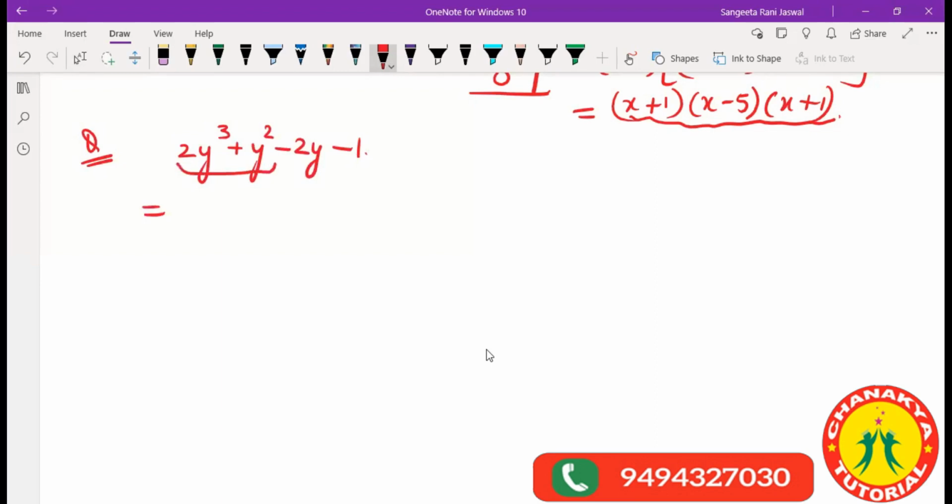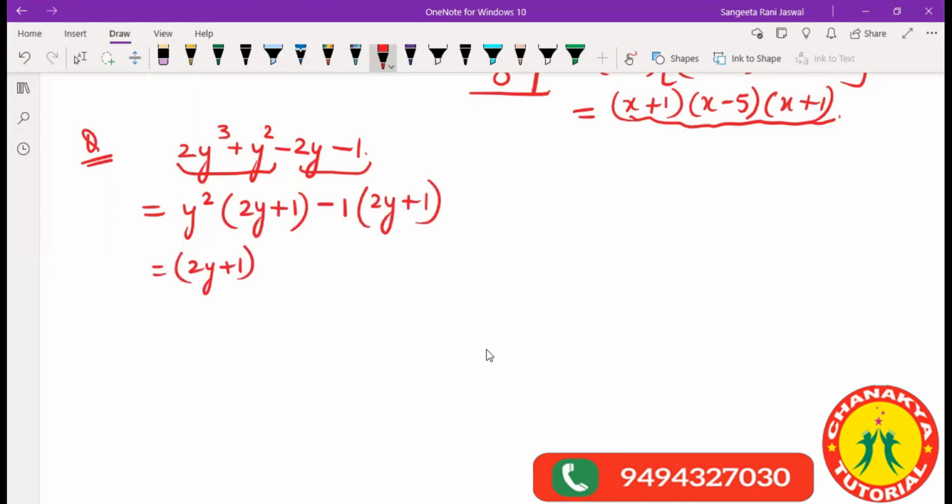So I just take it into groups. I put this into groups like this. If I take out y square, I have 2y inside plus 1 inside. And here if I take out minus 1, I have 1 here and I am left with 2y plus 1 here. So that means 2y plus 1, and here I have y square minus 1.